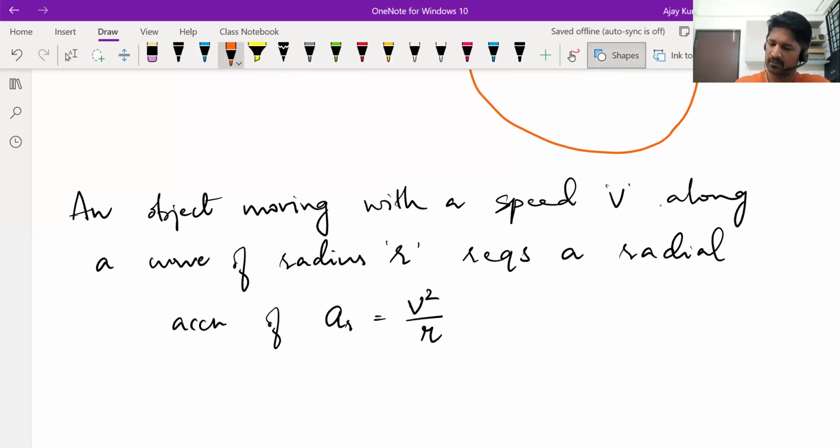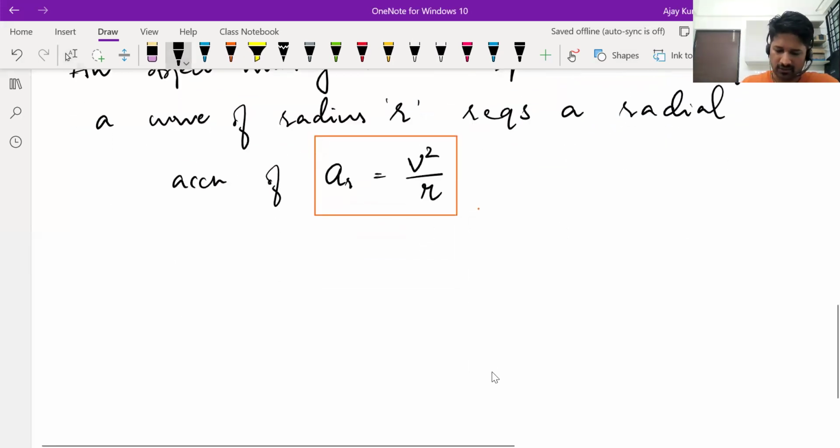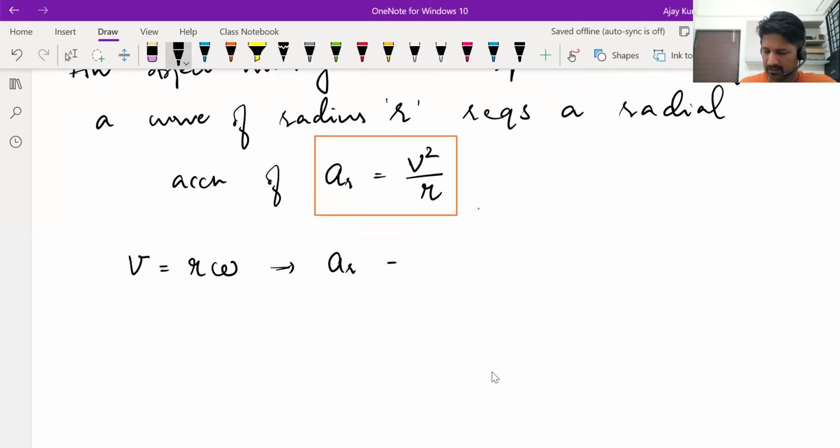Okay, as expected, greater the speed with which the object is moving, greater the radial acceleration. And r is in the denominator, meaning smaller the radius of curvature. Small radius of curvature means sharp turn. So smaller the radius of curvature, greater the amount of acceleration required. So this is the formula for radial acceleration. And in circular motion, we derived already that v is equal to r omega, right? So if you substitute that here, that makes radial acceleration equal to r omega whole square divided by r. That becomes r omega square.